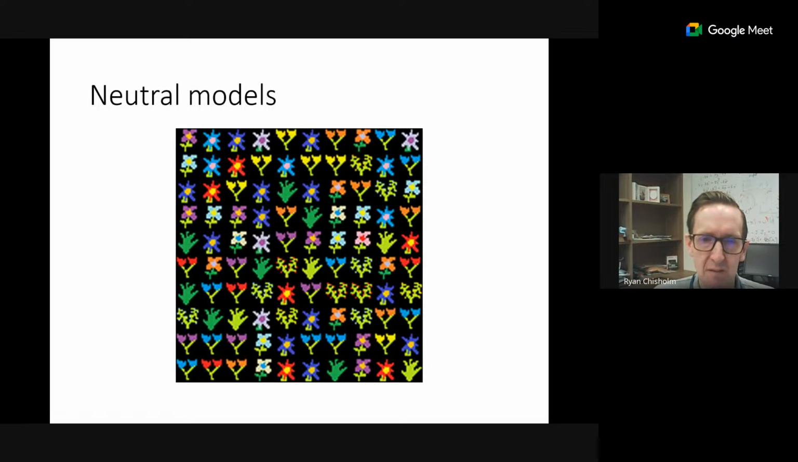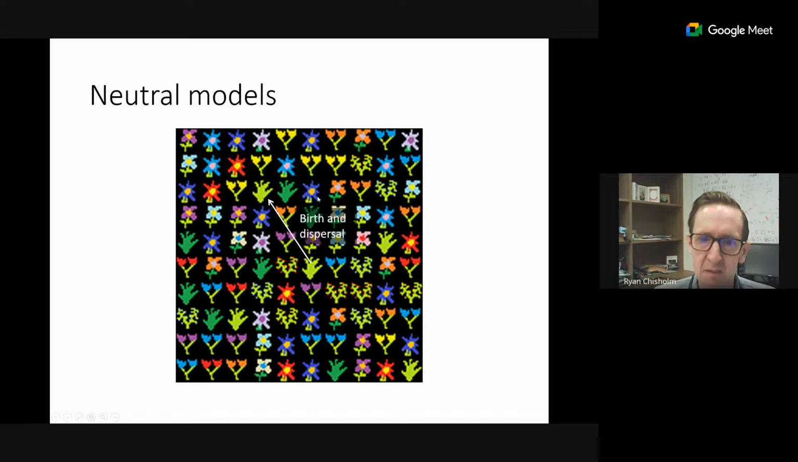And so let me just demonstrate how this works. This is a very simple model. There are no differences between the species. Everything is just determined by what we call drift, so random birth and death events, and then some dispersal and speciation processes. So I have a cartoon community here with a number of species. In each time step, I kill an individual at random. I replace it with the offspring of a randomly selected parent.